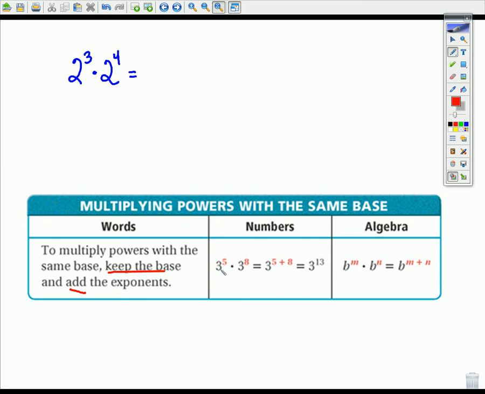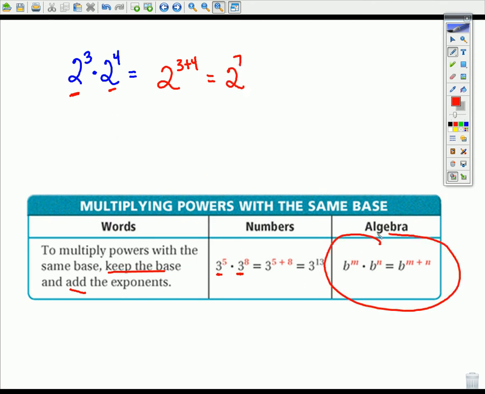They're giving us the example 3 to the 5th times 3 to the 8th, same base. You keep the base and you add the exponents, so it's 3 to the 13th. Let's look at this example up here. I have 2 to the 3rd times 2 to the 4th. I keep the 2's, and 3 plus 4 is 7. So this is 2 to the 7th.